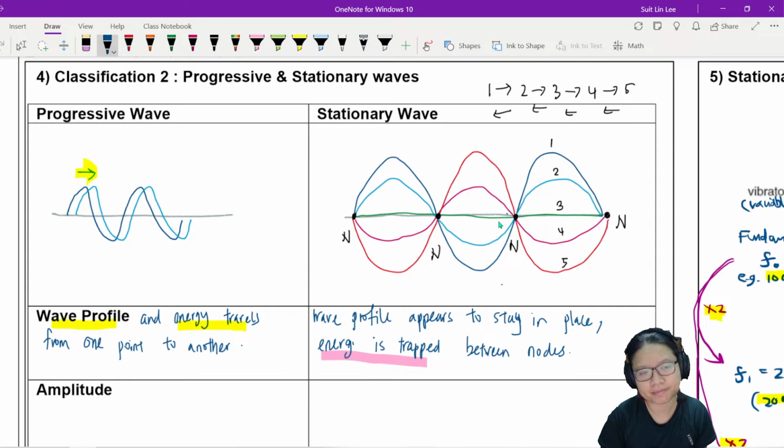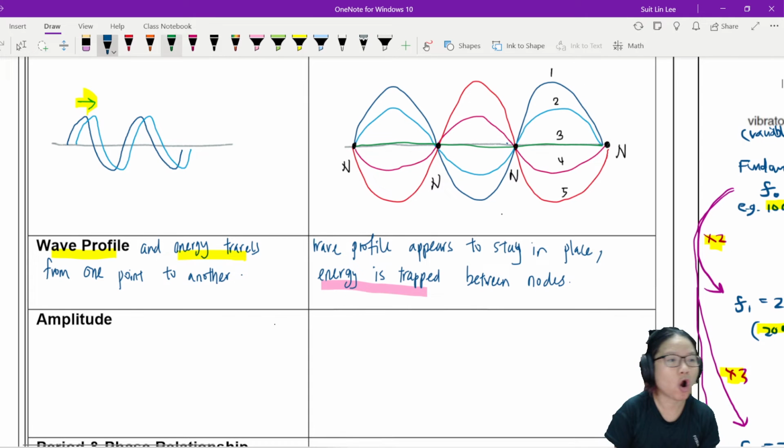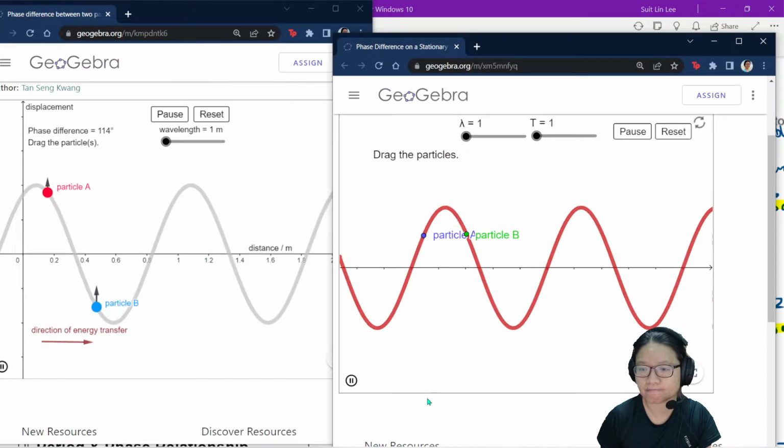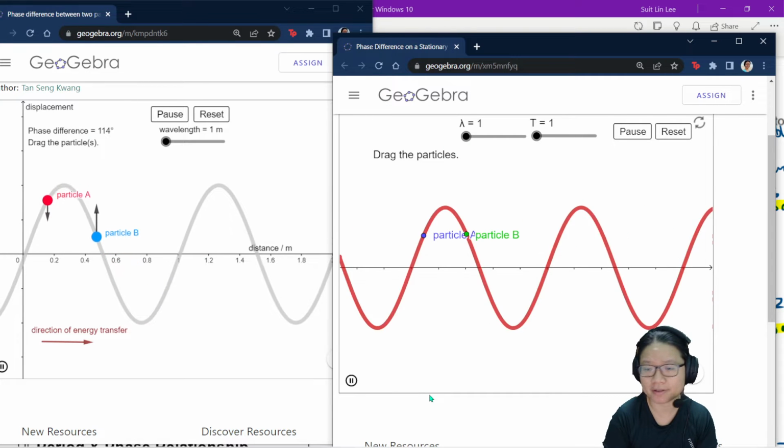All right. So this is the main difference between progressive and stationary wave. But now we need to level up a bit, okay? So let's compare the amplitude of the wave particles. We want to look at, do all wave particles have the same amplitude or a different amplitude? Okay, so now we're back at this one again.